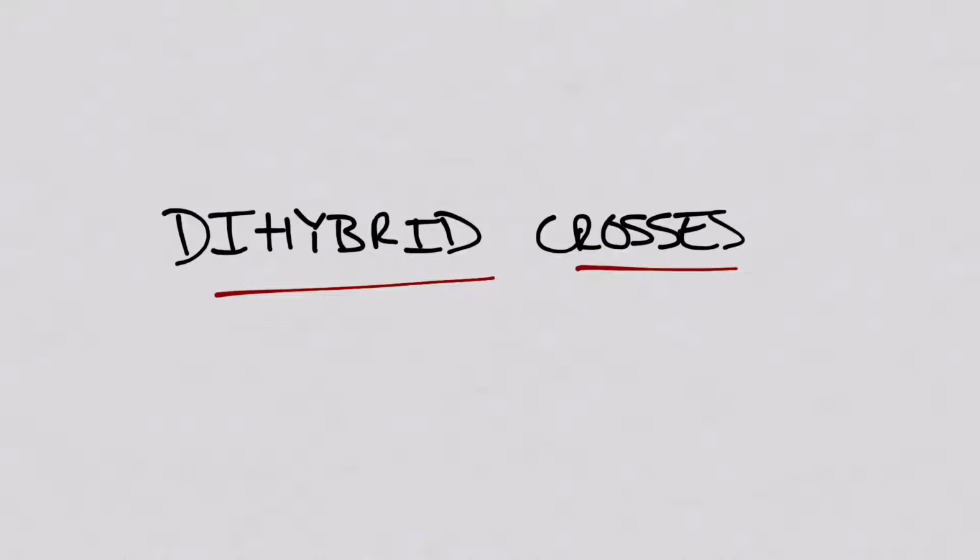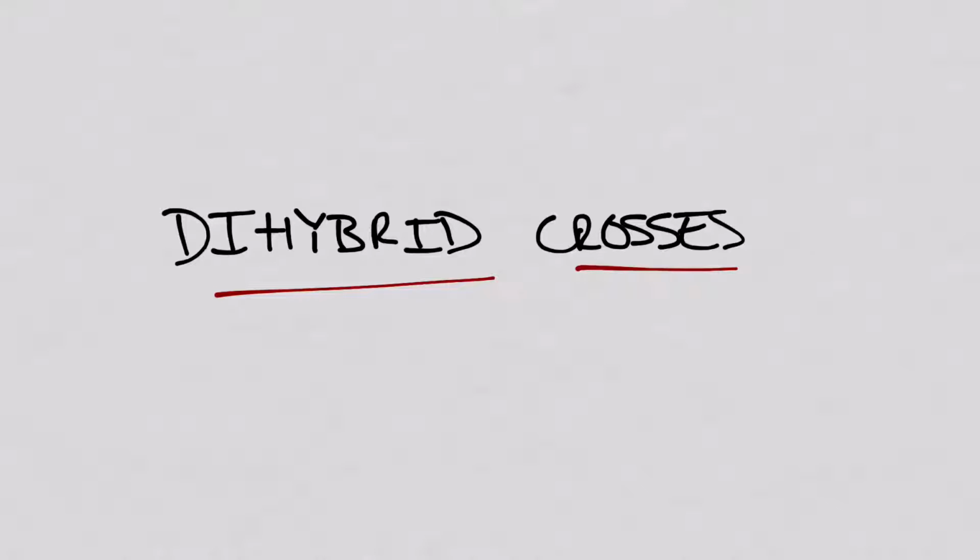Today's screencast is on dihybrid crosses, obviously. This is in contrast to monohybrid crosses, which we did in the last screencast about a week ago, in which we looked at one trait, or I should say one gene, with multiple alleles, and the inheritance patterns that follow. In this screencast, we're going to examine what happens when we look at two genes, each with multiple alleles. How does that work for inheritance?